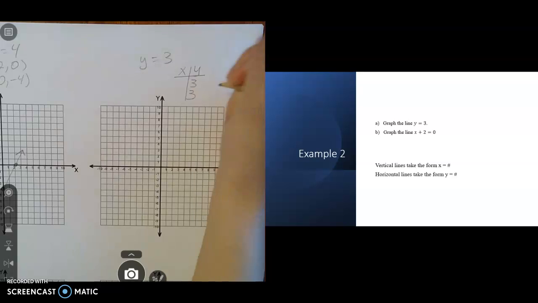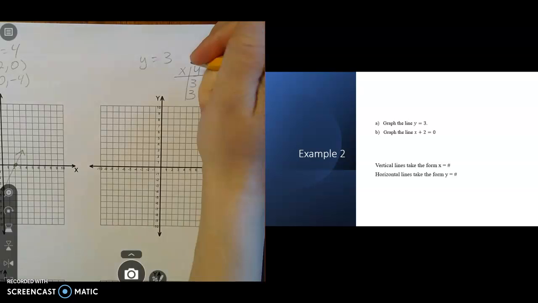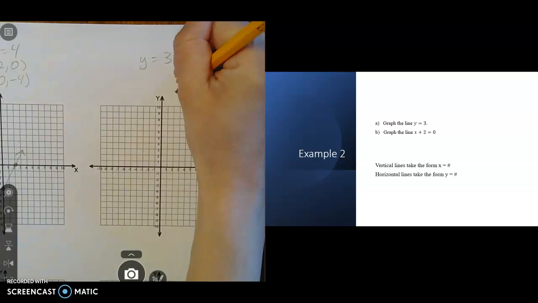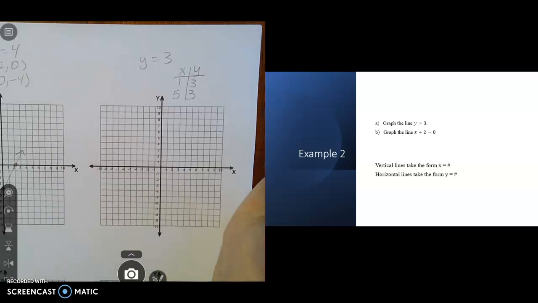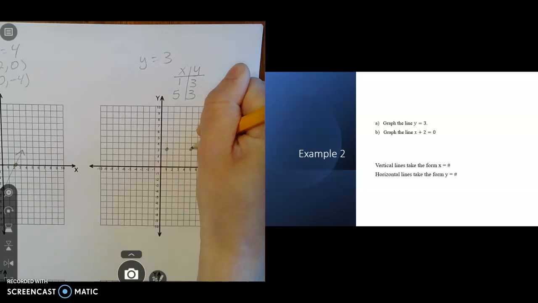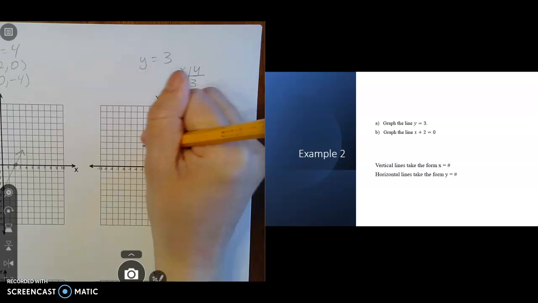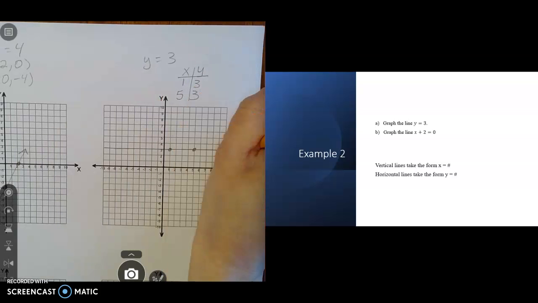So I'll just make a couple of points where my y value is 3 and choose a couple of x values. And you can choose anything you'd like to. I'll probably choose something between negative 10 and 10 so that it fits on my graph. How about, I don't know, 1 and 5. Those are nice little numbers. So now I've got the point 1, 3, the point 5, 3, and you can pick any point where the y value is 3. But when you connect the dots, you'll make a horizontal line here.